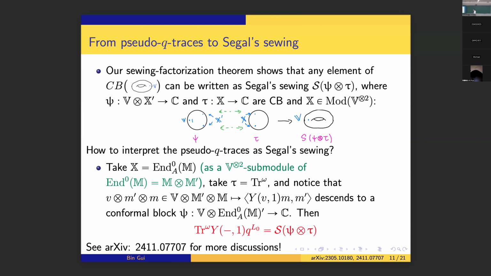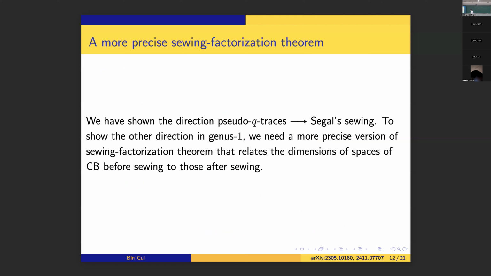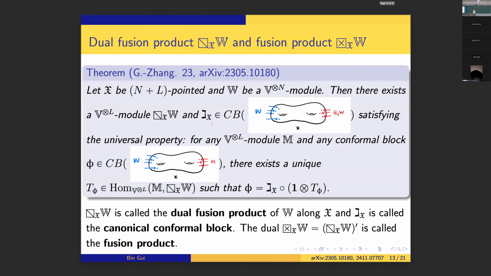To discuss the other direction, I need to do some more preparations. We have to give a more precise version of the sewing factorization theorem, which also relates the dimensions of spaces of conformal blocks before sewing and the dimensions of the spaces of conformal blocks after sewing. To talk about that more precise version, I need to introduce the notion of zero fusion product and fusion product. In some way, this is a homogeneous analog of the well-known fusion product. What people usually talk about is a kind of genus zero fusion product, but we can also talk about a homogeneous fusion product.